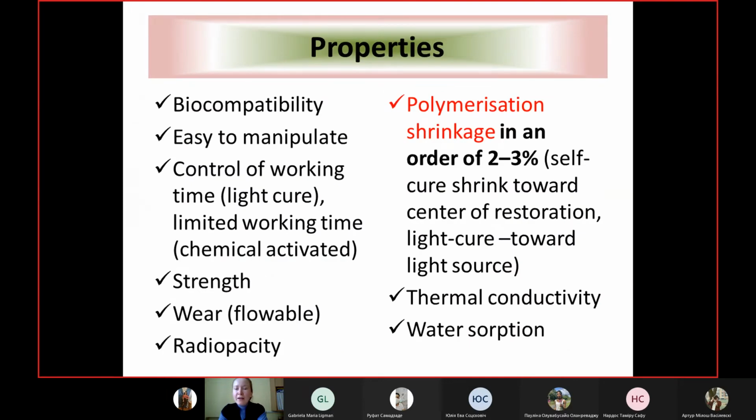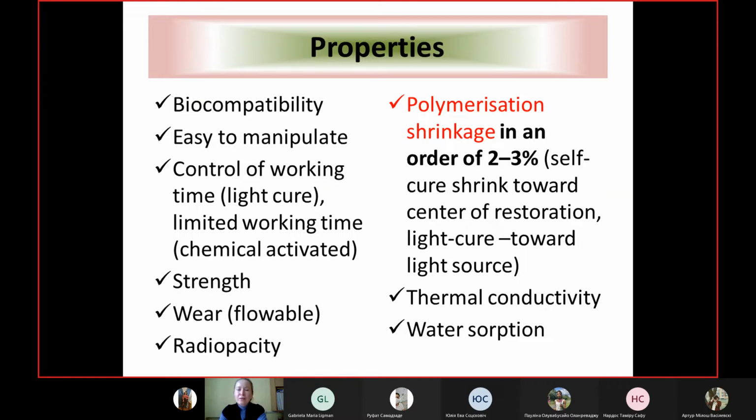And why I am always talking about polymerization shrinkage, because it is an adverse property of resin composites. And usually this polymerization shrinkage is in order of 2-3%. For self-cure, by the way, self-cure resin composites shrink toward center of restoration, and for opposite, light curing composite shrink toward the light source. It's of critical importance. That's why I'm stressing in this lecture on this idea, polymerization shrinkage.